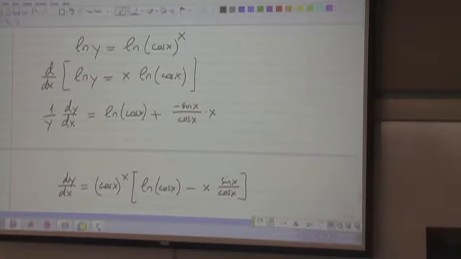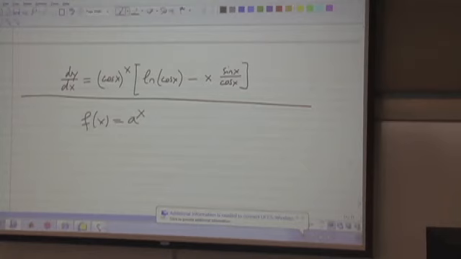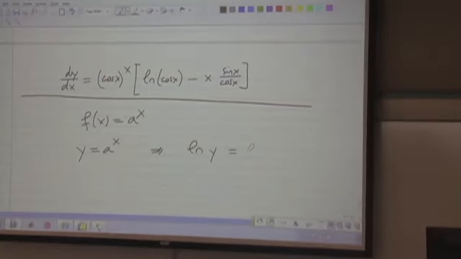Okay, so let's look at exponential functions. So f of x is equal to a to the x. Let's try and find out the derivative of a to the x. We don't know how to take the derivative, but we can be sneaky about it. Y equals a to the x, which means ln of y is equal to ln of a to the x. And so ln of y is equal to x times ln of a.